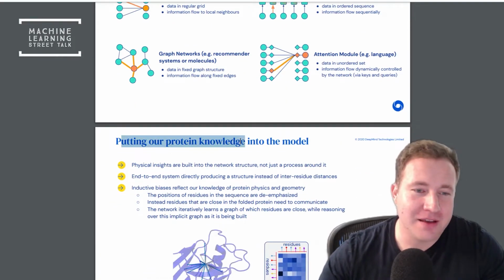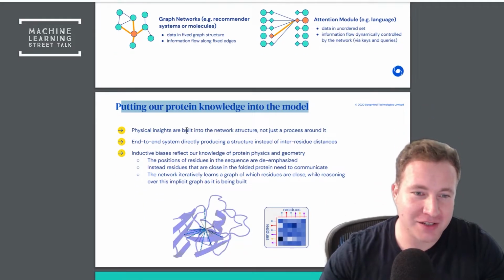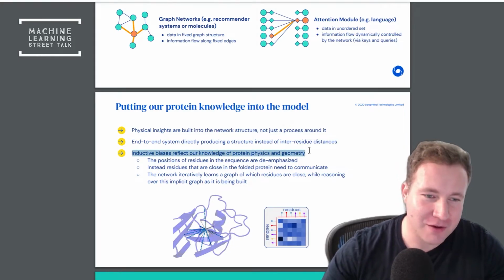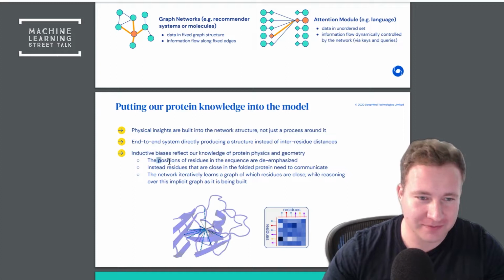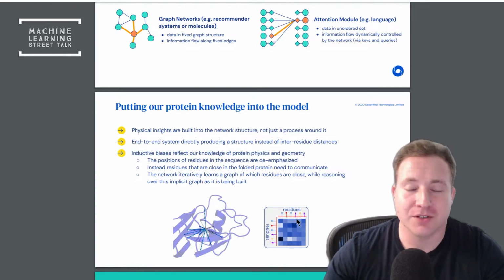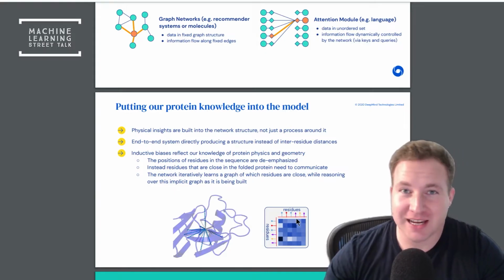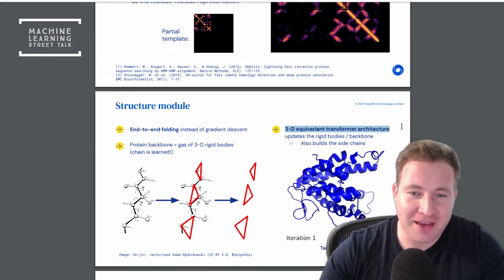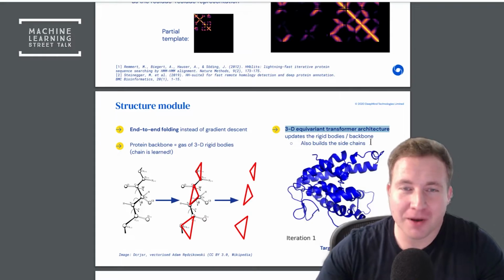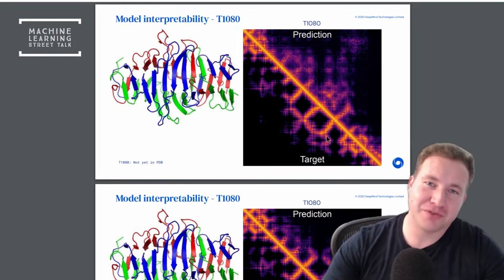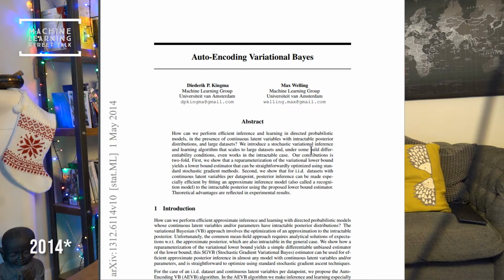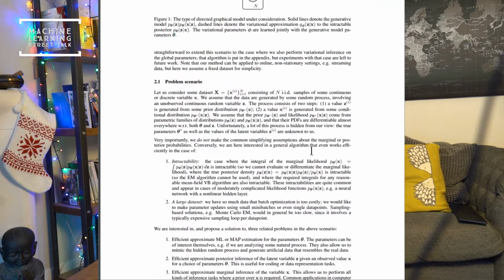They say that they are putting their protein knowledge into the model. So physical insights are built into the network structure, not just the process around it. And these biases reflected their knowledge of protein physics and geometry. And you can see here that there are residues in a protein. So they're modeling topologically which residues are connected to which other residues in this kind of 3D space. They specifically call out here on the structure model page that they are building a 3D equivariant transformer architecture. So anyway, if this doesn't motivate you that symmetries and manifolds are an exciting idea in deep learning, I don't know what will. So clearly Max has been in this game for a long time now. Back in 2004 with Kingma, he invented the variational Bayes autoencoder.